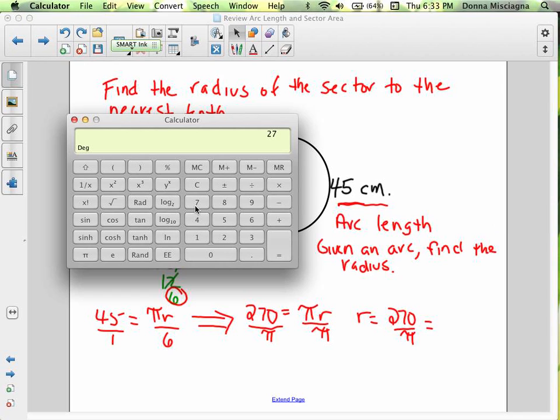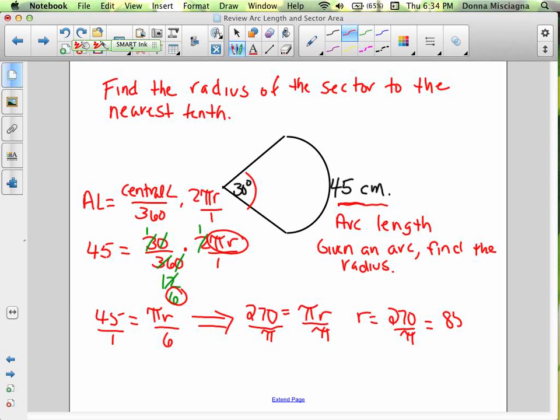So 270 divided by pi, so now we have more decimals, equals, right? So we have 85.943. It said to round to the nearest tenth. All right, so if I've got 9, right, I got 0.94, 4 rounds down. So that would be 85.9, and that is in centimeters, the same units as our arc length. Right? And that's all there is to it.